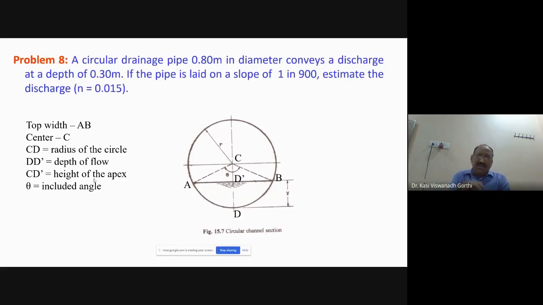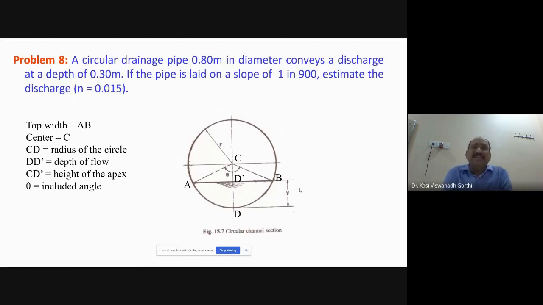So, it is a circular drainage pipe. The diameter is given to be 0.8 meters. In the earlier problem, we had the diameter equal to 2 meters, which we computed. In this problem, it is 0.8 meter. It conveys a discharge at a depth of 0.3 meters. It is not running full. Unlike the earlier problem, it now has a depth of flow y equal to 0.3 meters. If the diameter is 0.8, what is the radius? 0.4. So up to half full, it should be 0.4, but the depth of flow is 0.3, slightly below that.